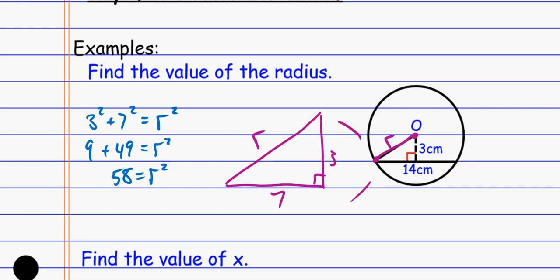And so I simplify this thing. Well, now this is a job for my calculator. The square root of 58. It's going to be about a 7.6.